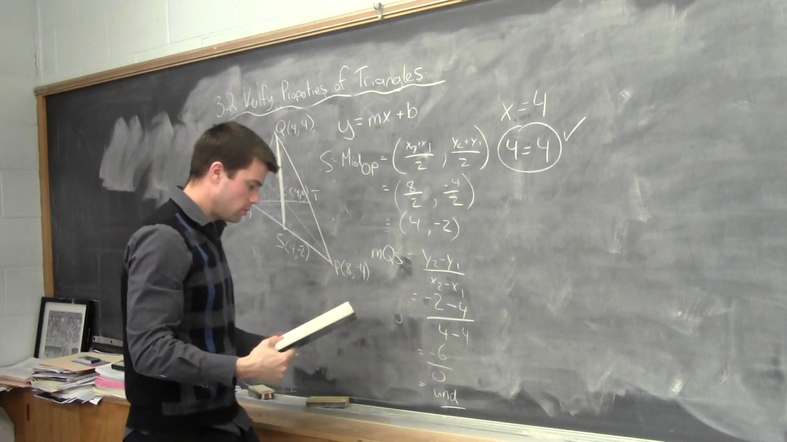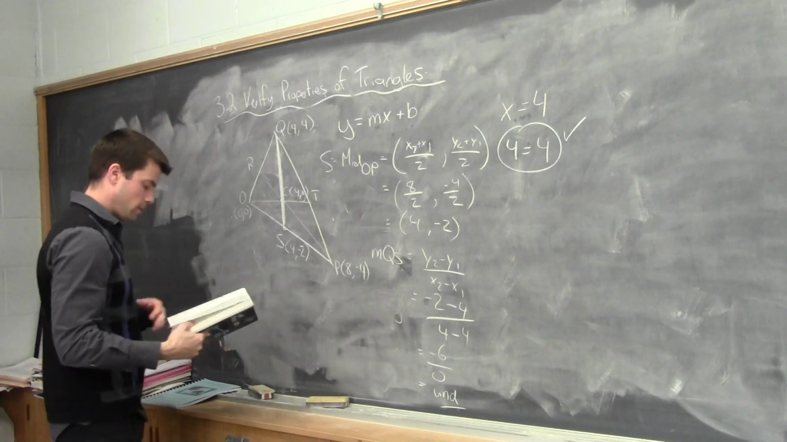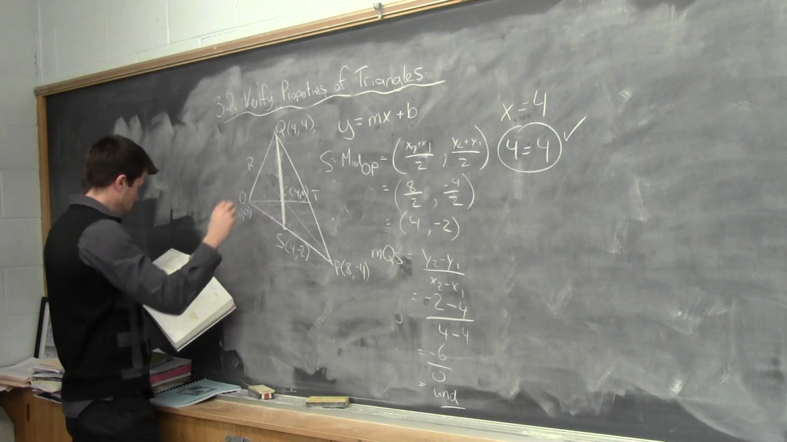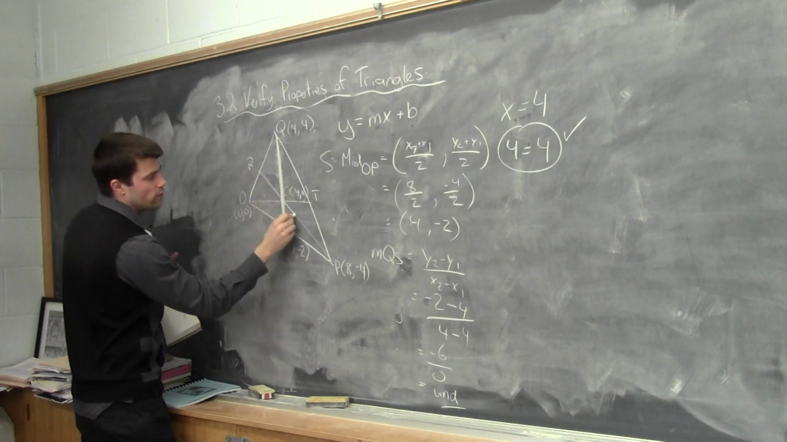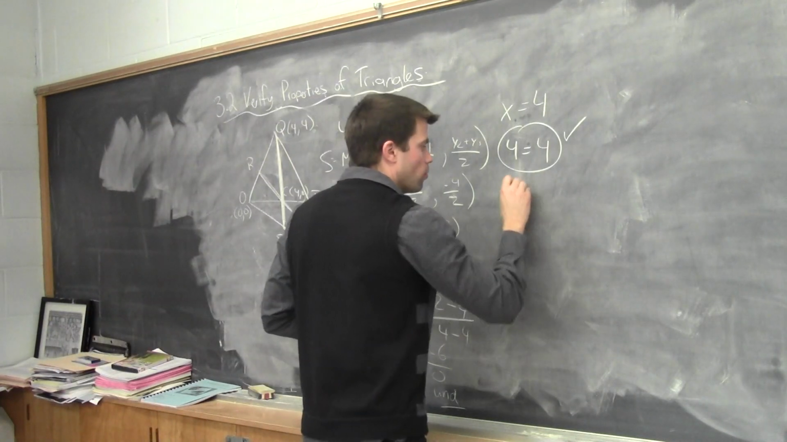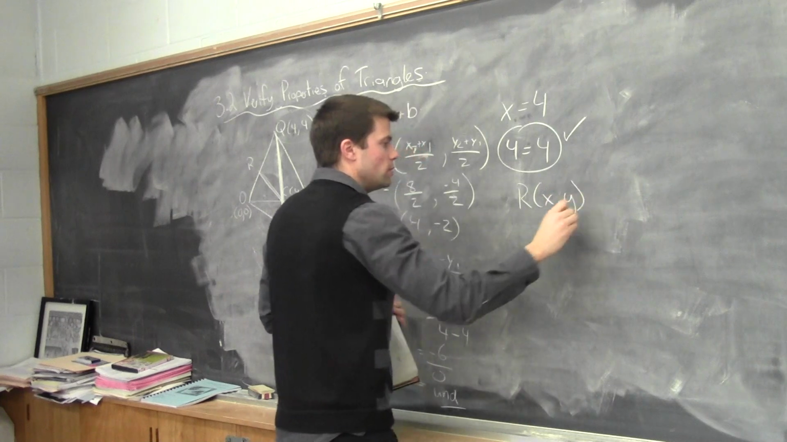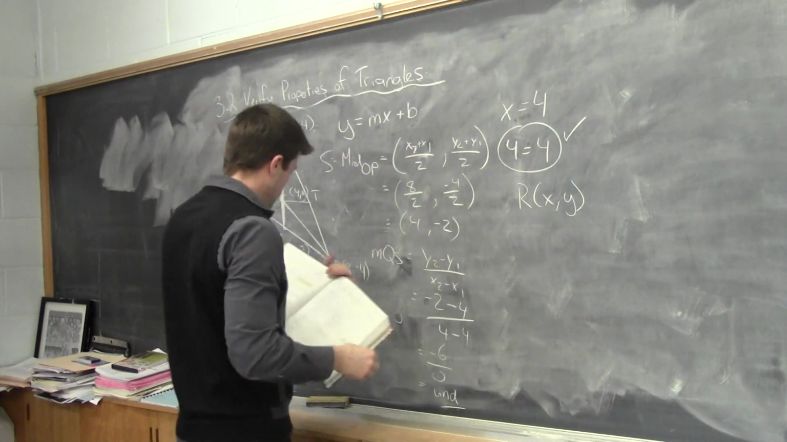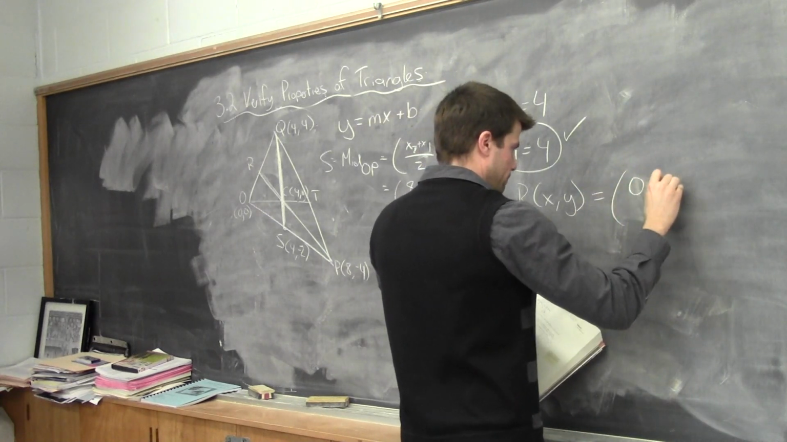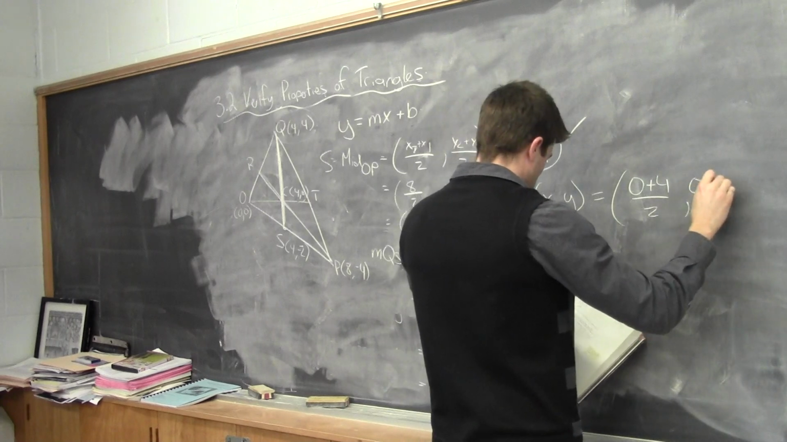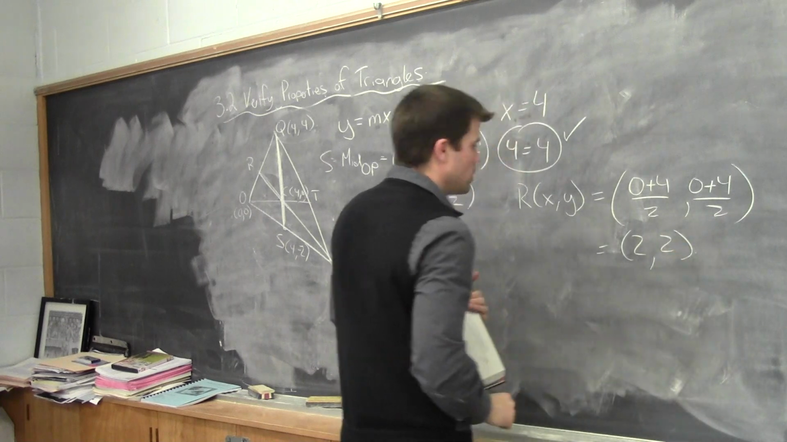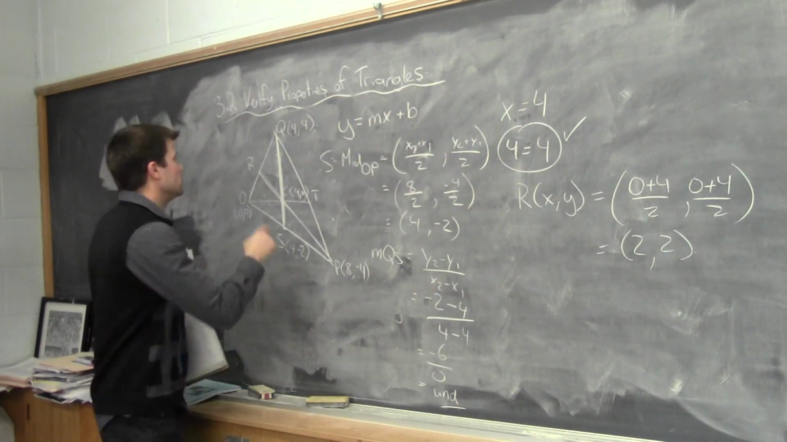Let's do one more. We're going to do the line PR. Okay, so now we're looking for the equation of this line. The first thing we want to do is find the coordinate of R, which is the midpoint of OQ. So that's going to be equal to 2, 2. So that is this point.